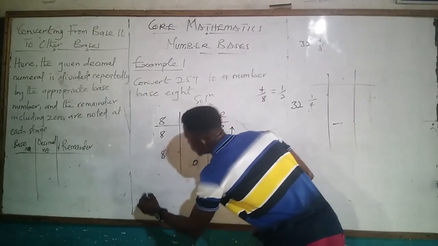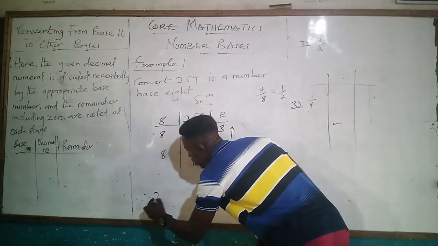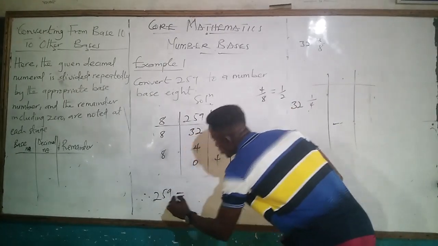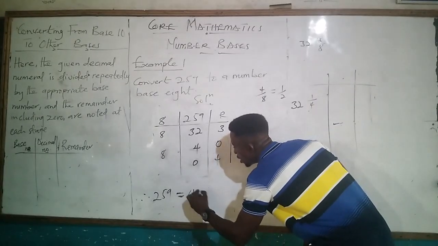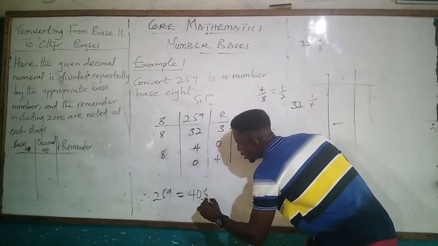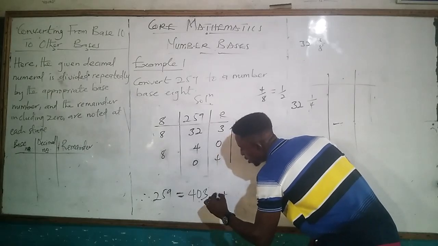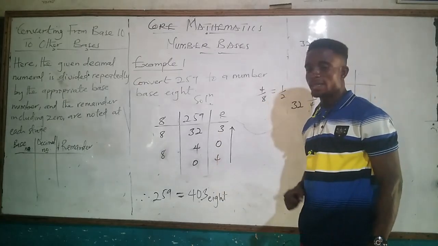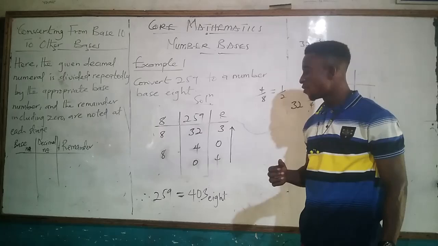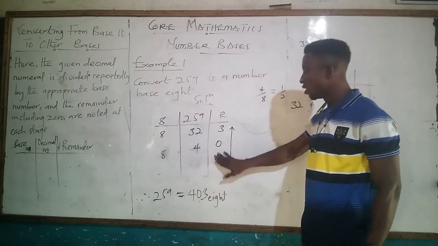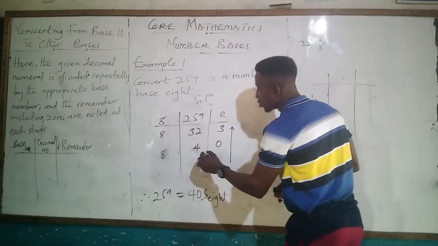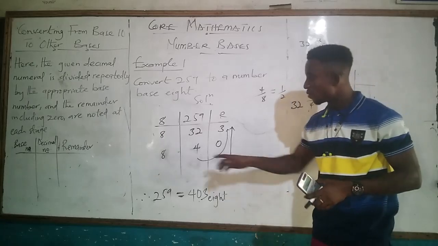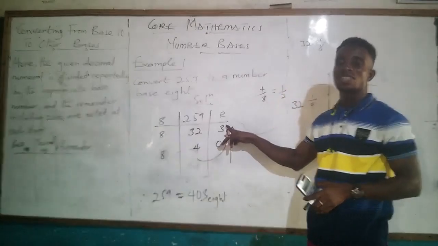So I say, therefore, what did I convert? 259 base 10 is equal to, the answer is 403 base 8. Because I was converting to base 8. So 403 base 8. But what I was saying in the first place is that some people will end here. But reading, you are also going to say this. Are we getting that? So meaning you are reading from the last one here, coming upward.